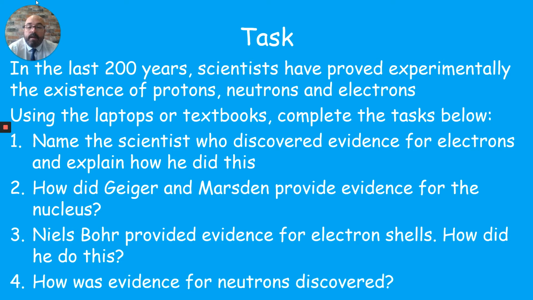And finally, how evidence for neutrons was discovered. So you probably need about 4 to 5 minutes on each of these. So if you pause your video now, take about 15 to 20 minutes and try and find some information for these. And then when you press play, I'll go through each of these in turn and there'll be a few questions relating to them. So if you want to pause now and try and find this information out.